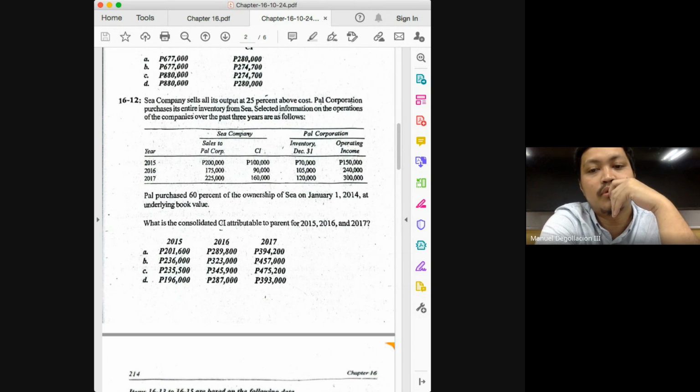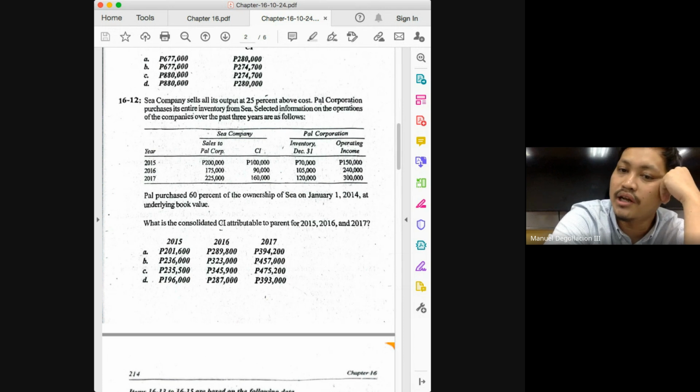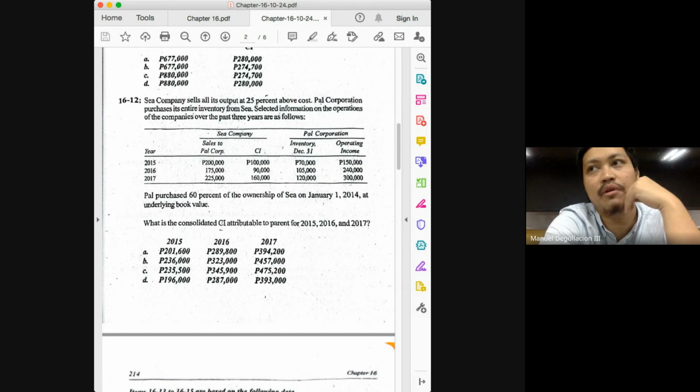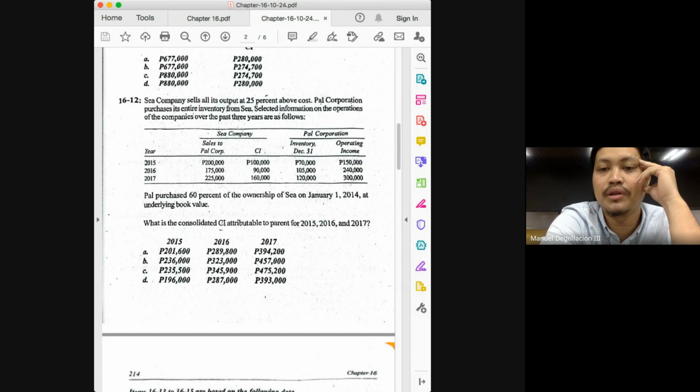Proceed to the next year. The same procedure, class. Start with the income of the parent from its own operations, which is 300,000. Solve for the adjusted income of the subsidiary, beginning with the income reported by the subsidiary in the amount of 160. Then deduct the adjustments arising from intercompany sale of inventories, which would be the markup on beginning and markup on ending. The markup on beginning is the markup on ending last year, which we have already computed to be 21,000. So you add the 21,000 to the 160.